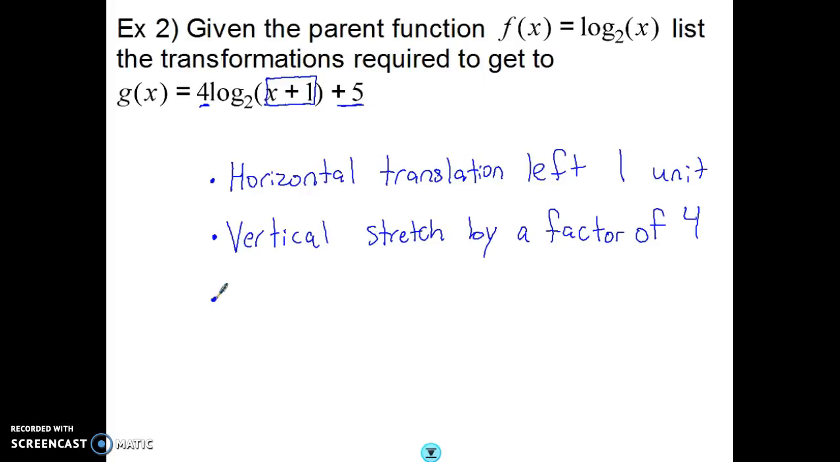Well, adding or subtracting a number at the end, we know, is a vertical translation or shift. And specifically, plus 5 means up 5 units.